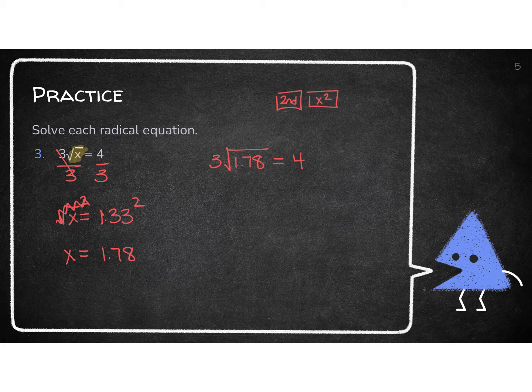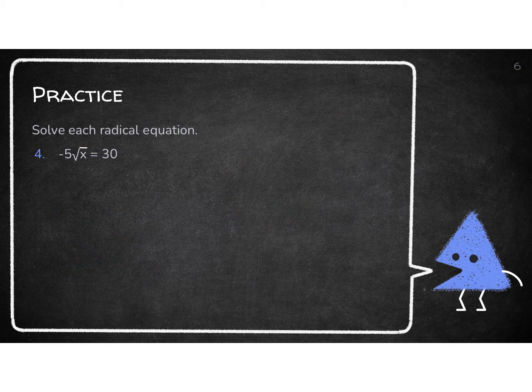Okay, and that's going to give us the square root. And then we can type in 1.78. So I'm going to have 3 times 1.33. And we want to see if that equals 4. Well, that gives me about 3.99. And that's just because we rounded. So it is saying that 4 equals 4. That is close enough for us. So that is a true statement. So this works.